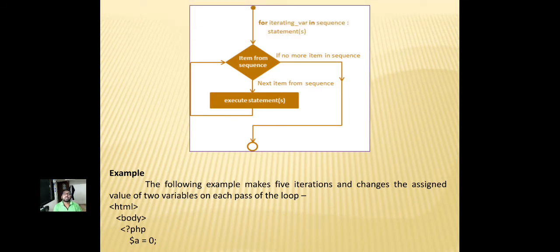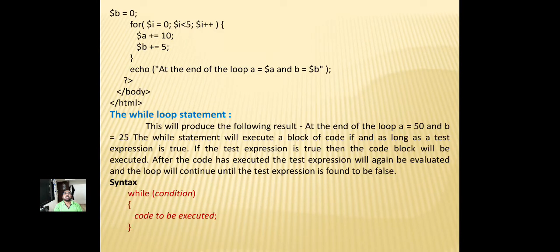Here we show the diagram of the flow of the loop. An example: the following example makes 5 iterations and changes the assigned value of 2 variables on each pass of the loop. The while loop statement. This will produce the following result at the end of the loop: a equal to 50 and b equal to 25.